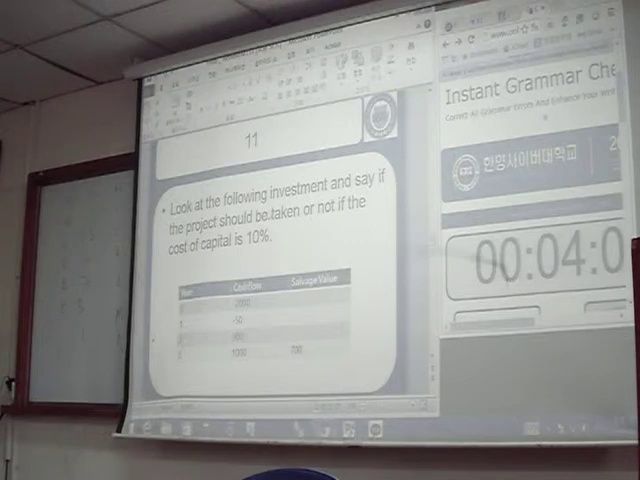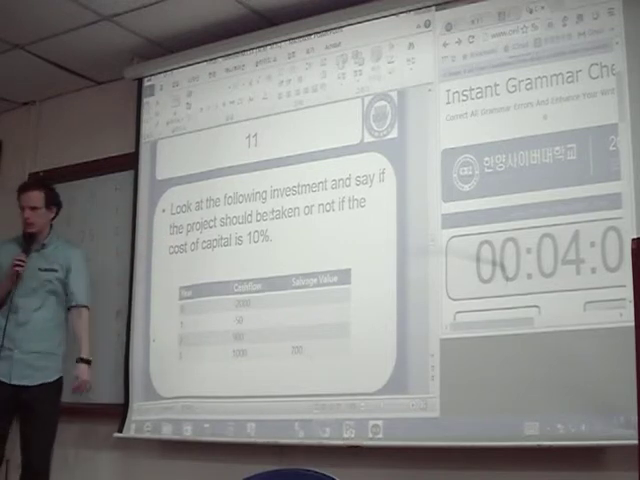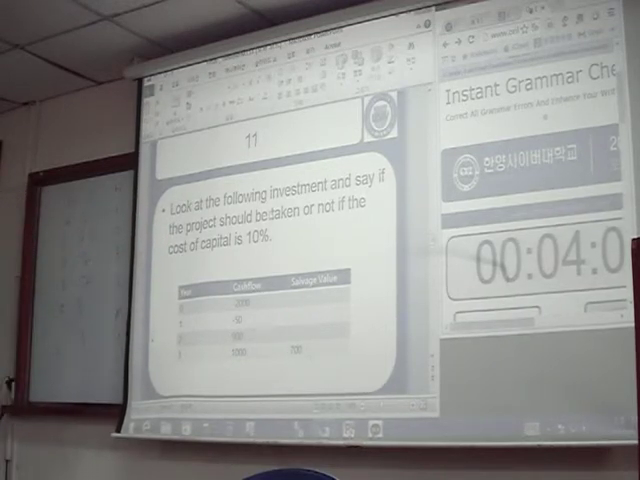The question is, look at the following investment and say if the project should be taken or not. The cost of capital is 10%. In year 0, we have a cash outflow of 2,000. Can you read this, 2,000? Year 1, we also make a cash outflow, a loss of minus 50. Year 2, we make a profit of 900. Year 3, we make a profit of 1,000.